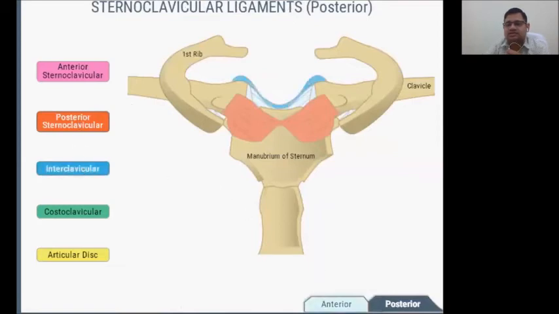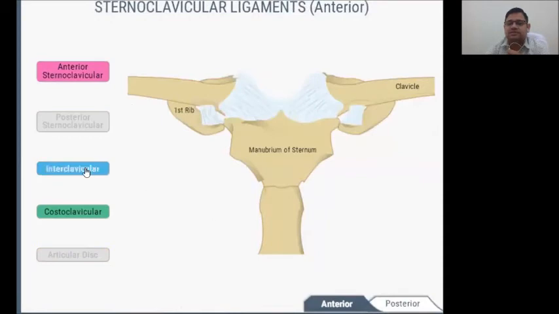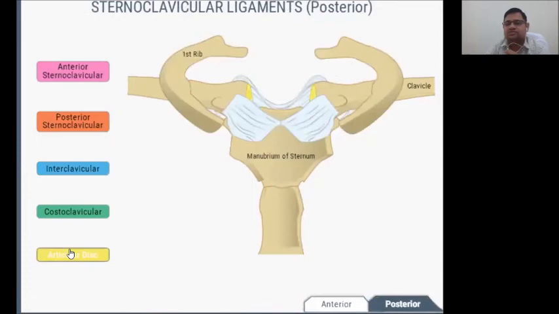Then this is the interclavicular ligament between the two clavicles, then the costoclavicular between the first rib and the clavicle, and then you can see one more from the posterior side, that is the articular disc, which is present here, which is of fibrocartilage. So these are the sternoclavicular ligaments from all the views.